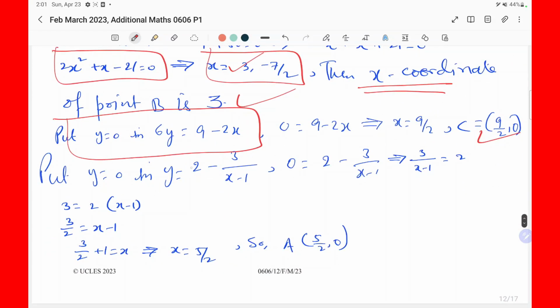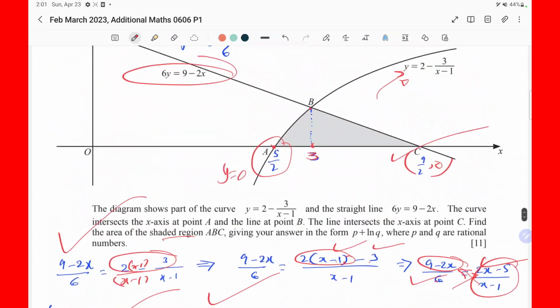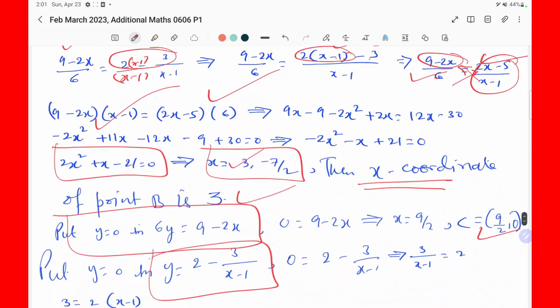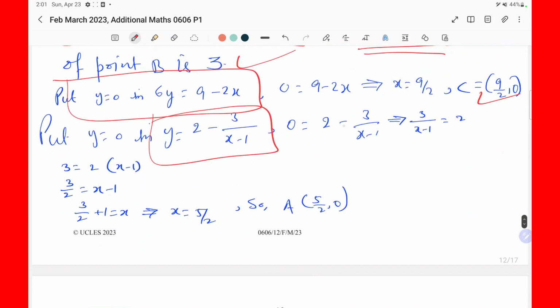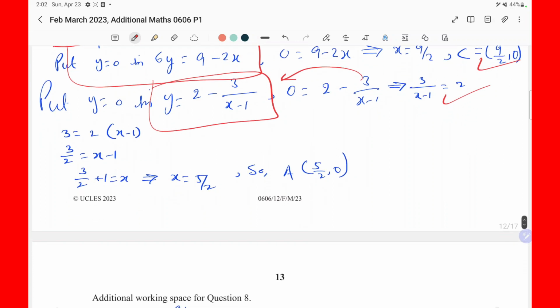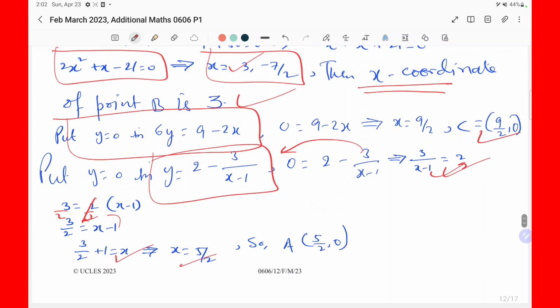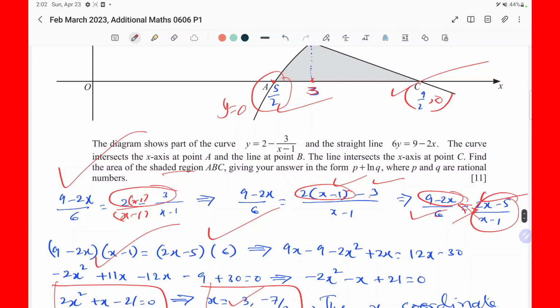Now when you put y equals 0 in 2 minus 3 over (x minus 1) in this, then you will get 0 equals 2 minus 3 over (x minus 1). Just shift this side. So 3 over (x minus 1) equals 2. Now take x minus 1 over here. So 3 equals twice of (x minus 1), divide by 2. So 3 over 2 equals x minus 1. Shift this side. 3 over 2 plus 1, 5 over 2. So x is 5 over 2. So for the a point, this is 5 over 2.